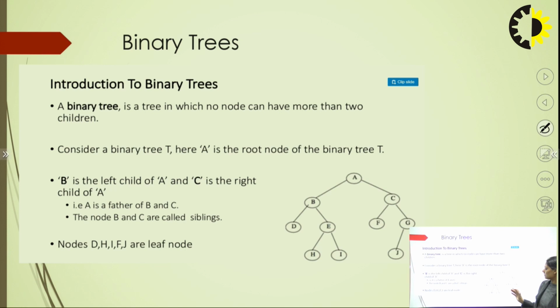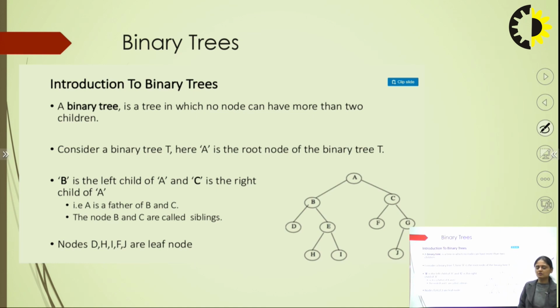Over here, this is a binary tree having the root node A, and this is the left subtree, this is the right subtree, and this subtree again has a root, and it is all recursive.